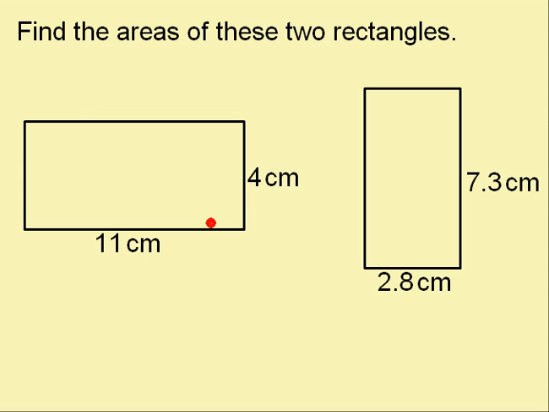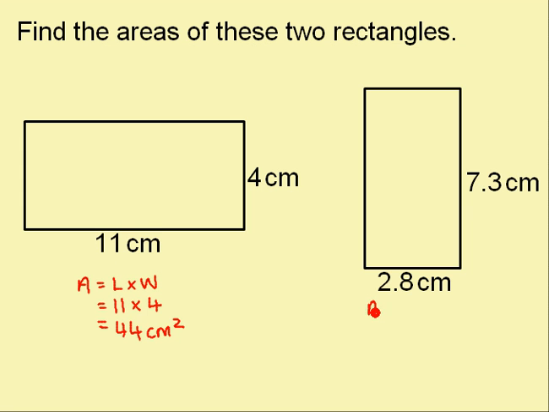So for this question, my formula is that area equals length times width. I can just write it like this. The length is 11 and the width is 4. So the answer is 44, and I need units as well. They're centimetres squared. This type of question would appear on the calculator paper.